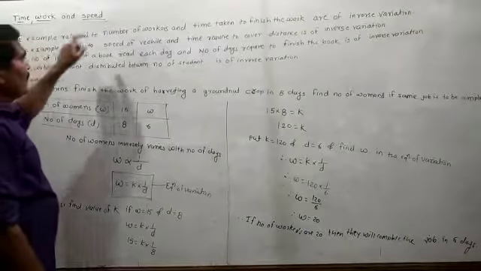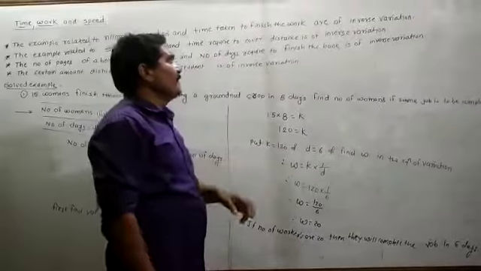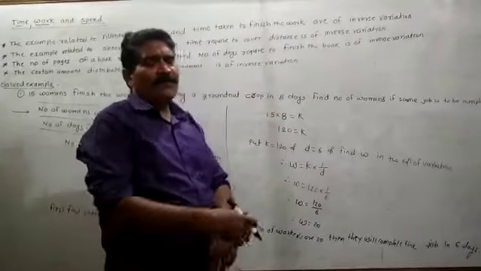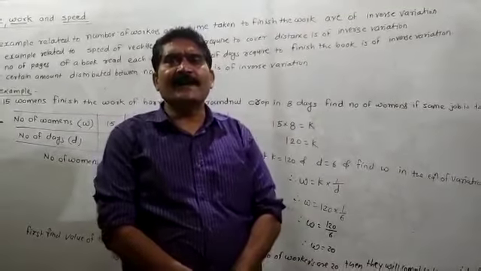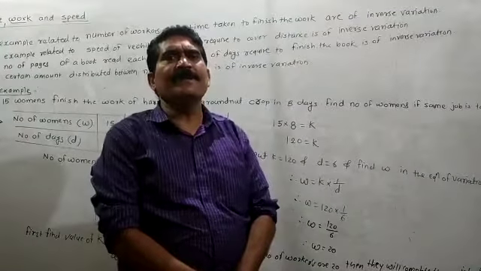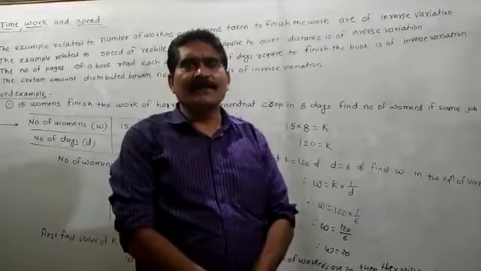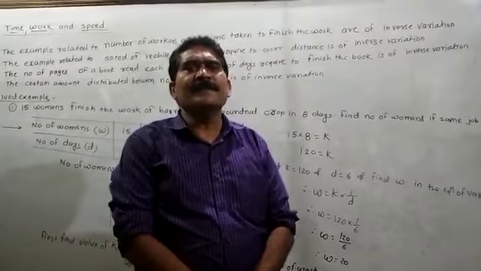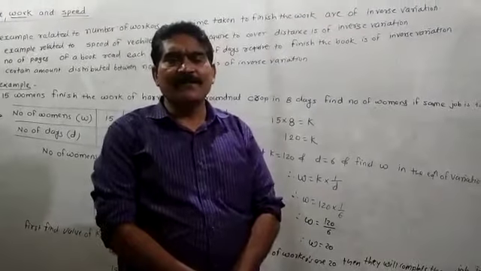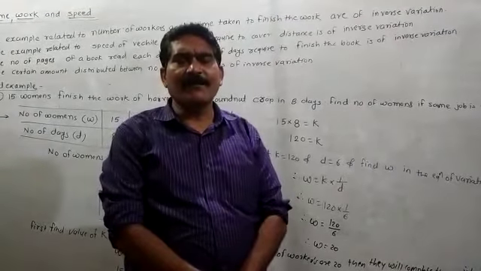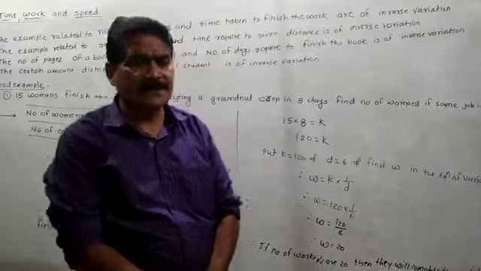The examples related to the number of workers and time taken to finish the work are of inverse variation. If the number of workers is more, they will complete the work in very short time. If the number of workers is less, they require more days to complete the work. So problems on the number of workers and days are of the inverse type of variation.